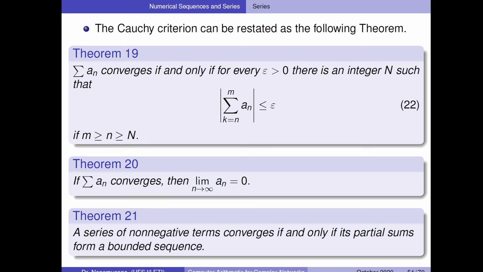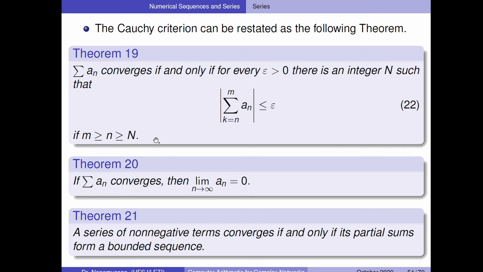The Cauchy criterion can be stated as the following theorem. Theorem 1.9: the sum of an converges if and only if for every epsilon greater than 0 there is an integer N such that if you sum these numbers you are going to have something smaller than epsilon. You can choose m and n.